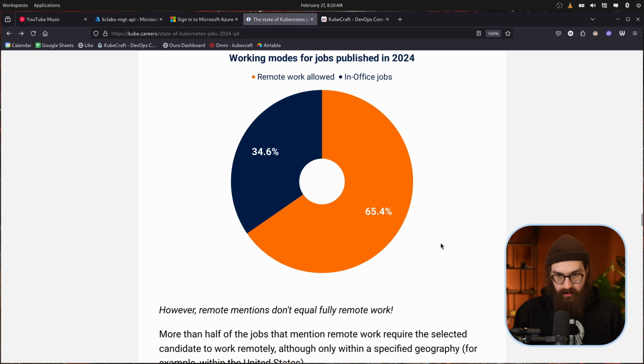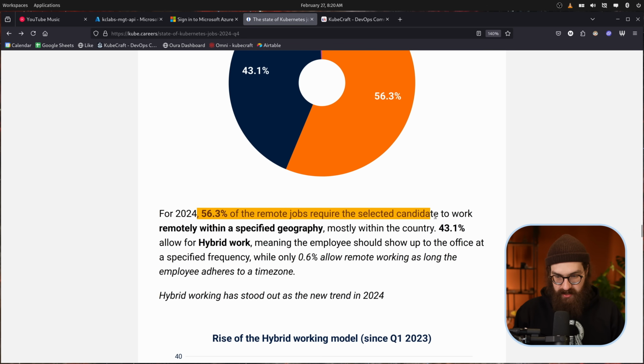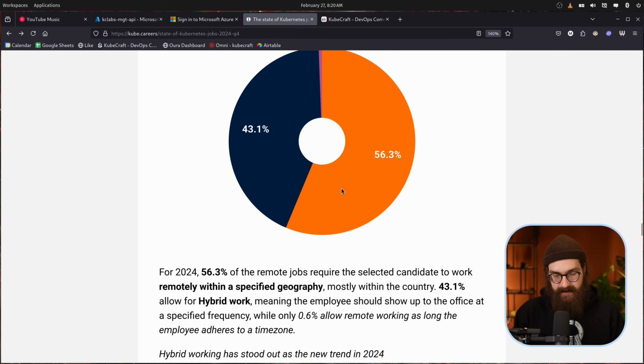Kubernetes jobs allow remote work of some sort, but what is interesting here is that 50% of the remote jobs require the selected candidate to work remotely within a specified geography, and 40% allow for hybrid work. So about 99% of the jobs either require you to work hybrid or work in the same geography. The point I'm making here is if you are outside of the US and you're trying to get a remote job in the US, it's basically no chance. There is basically no way you're going to get that. You need to be really special in order to get that.